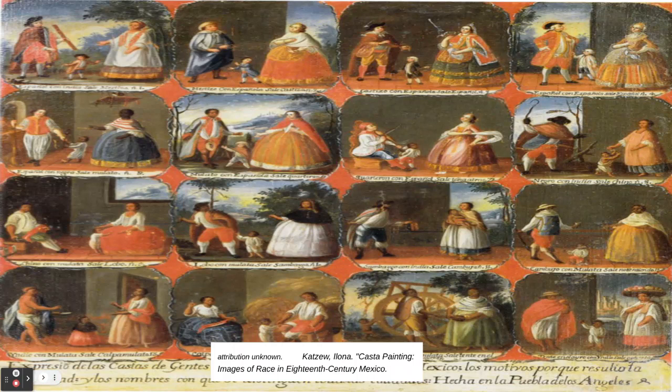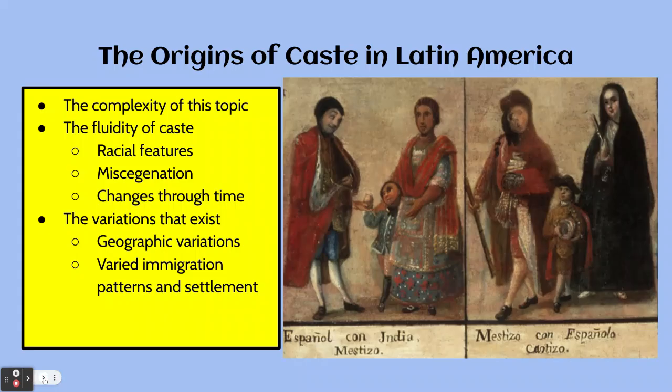Just about as complex as looking at this image right here. The caste system in 18th century Mexico. It's as varied and nebulous as what we see happening in these images here from these casta paintings. What I found is that when I started this project, the complexity of this topic was somewhat overwhelming.